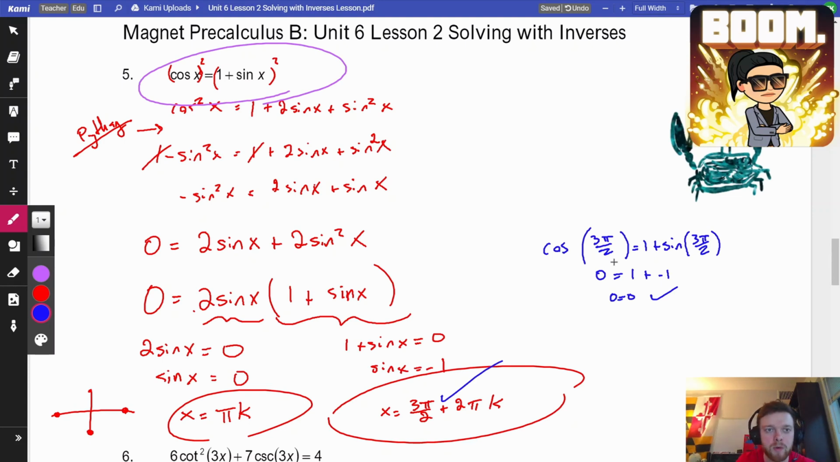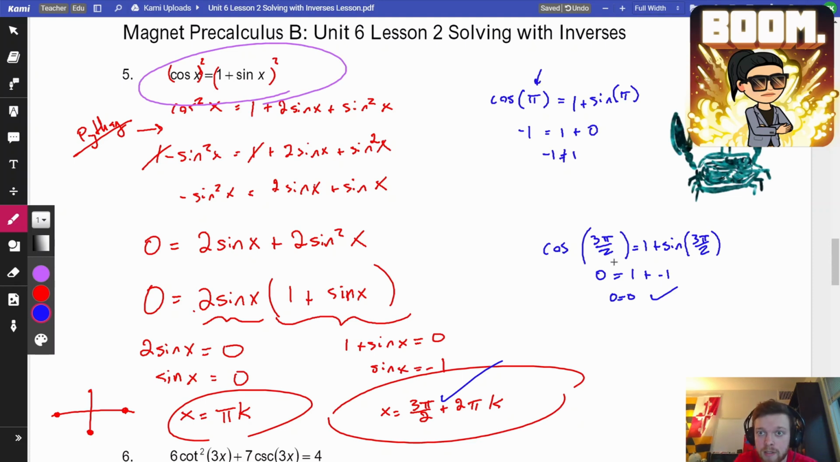Pi, let's see if pi works. Cosine of pi is negative 1, the x-coordinate at pi. 1 plus sine of pi is the y-coordinate, 0. Negative 1 does not equal 0. Pi doesn't work. That comes from that squaring. I know I said that would come next time, but I couldn't close out the video with something that was not factual.